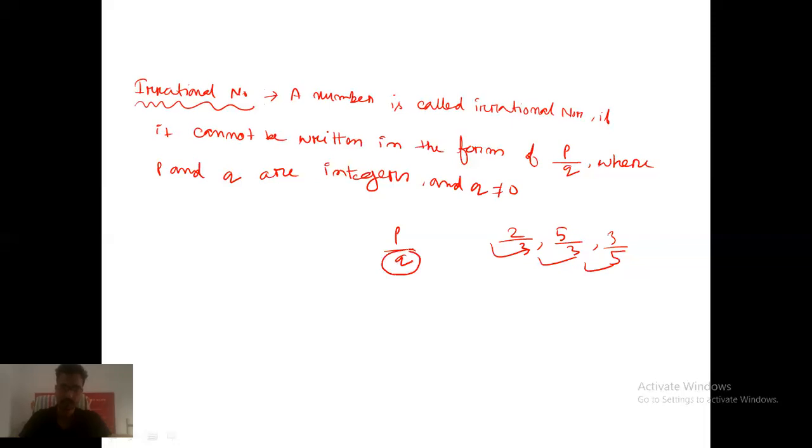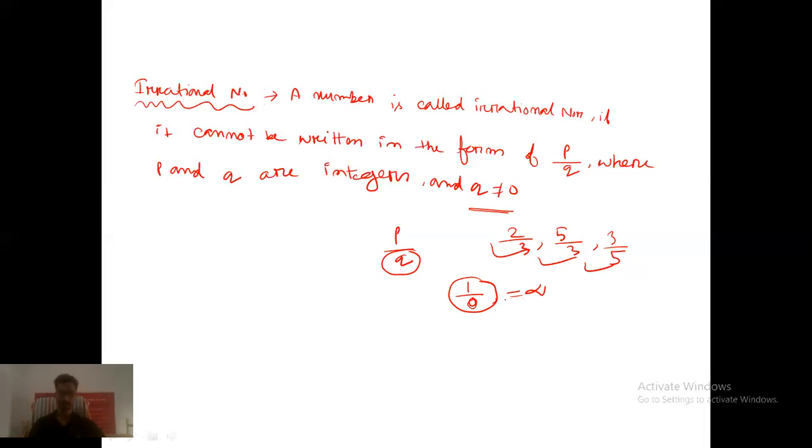But suppose one number is 1 by 0. You cannot express it like this. Why? Because you cannot write 0 in the denominator, since the criterion is q does not equal 0. If you write 0 in the denominator, it will be not defined or infinity. That's why you can't write 0 in the denominator.